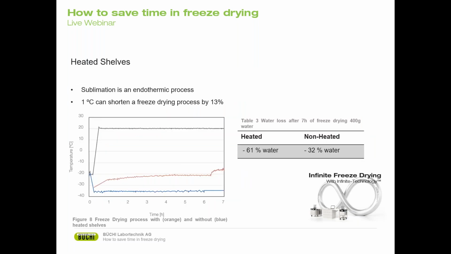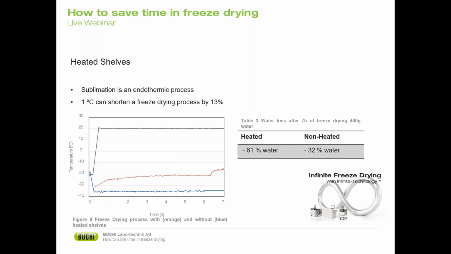Next, I want to talk about heated shelves to make a primary freeze drying process more time efficient. So freeze drying is an endothermic process. It means it needs energy. It has been shown that 1 degree can already shorten a process by 13%, while 5 degrees can shorten it by 50%. Heat can be supplied by convection or radiation. This is what happens when you have a flask. That just happens from the environment, or directly by conduction, and this would be to put it on a heatable shelf.